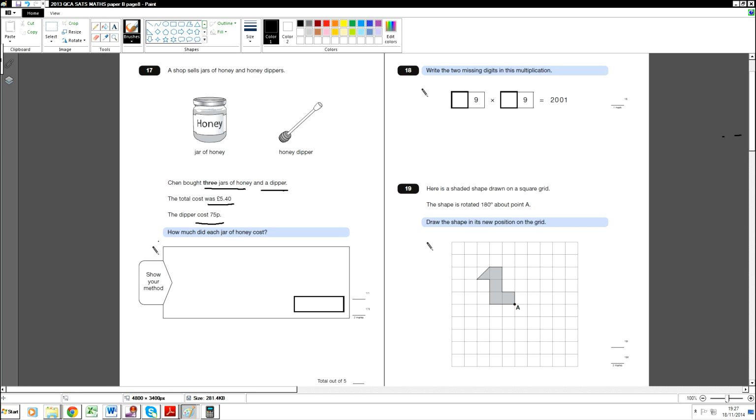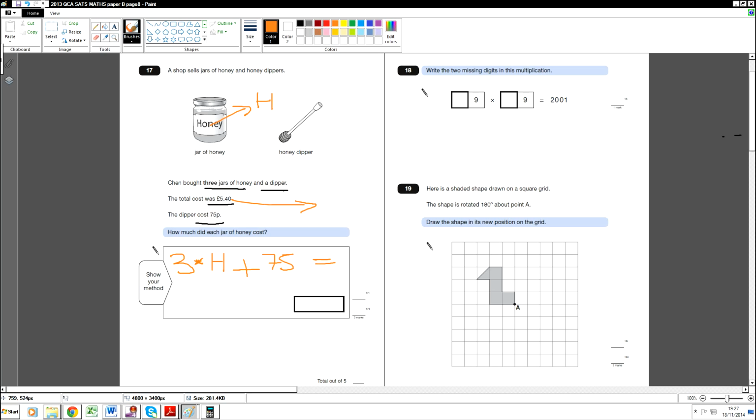So let's set that up as an equation. So we said 3 jars of honey. Now the honey, we're going to represent that in algebra by H. So 3 times H, just to make it a bit simpler. And then we added how many dippers? 1 dipper. So the dipper cost how much? 75. And what was the total cost altogether?